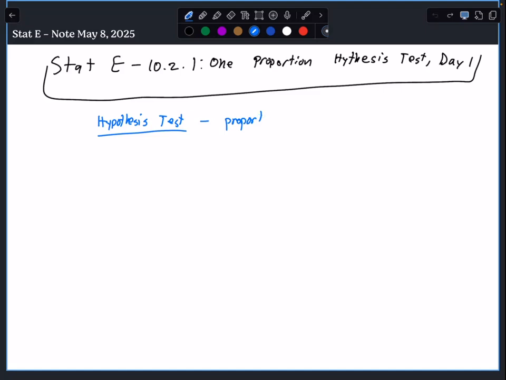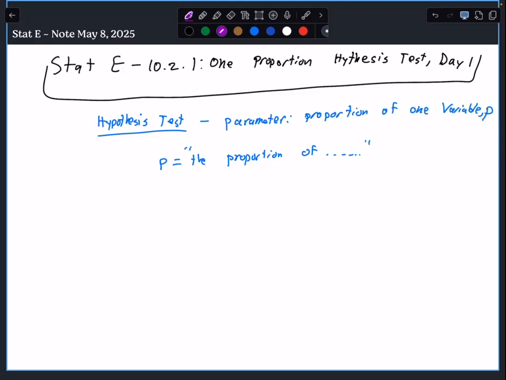Where the parameter is a proportion of one variable, P. Okay? So P, remember, as you can recall, is the proportion of ... when we write that sentence, right?